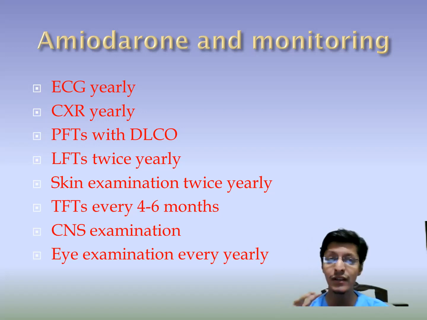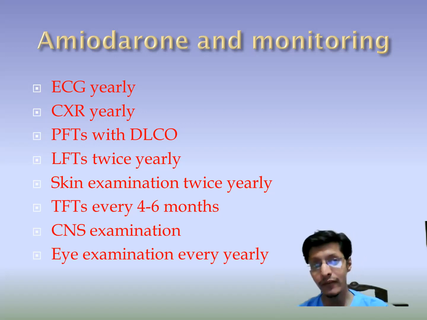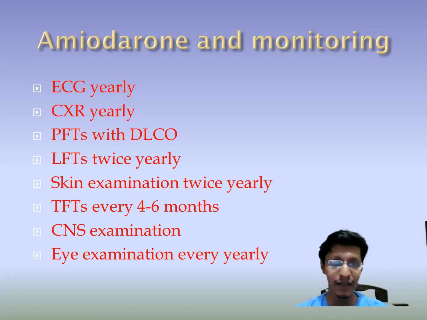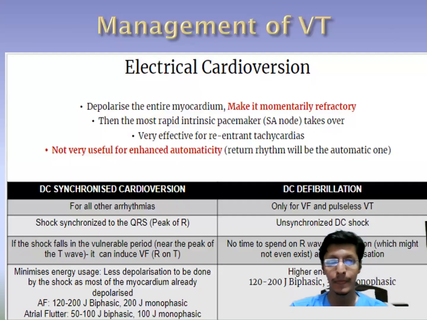Then thyroid function tests are very, very important, because we have all heard of amiodarone-induced thyroiditis. CNS examination, because it is known to cause psychosis, and eye examination yearly to rule out vortex keratopathy. Now, what is the management of ventricular tachycardia?